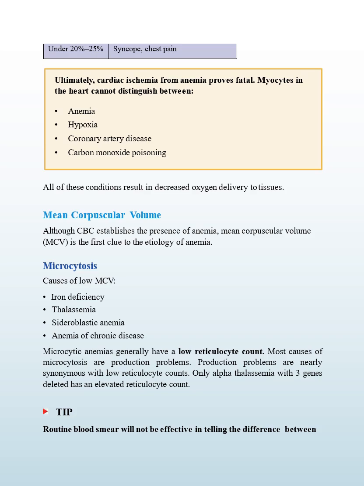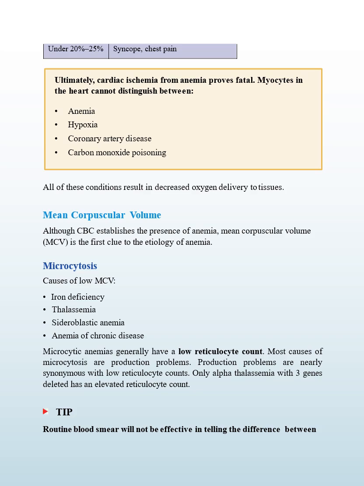Microcytic anemias are generally due to a low reticulocyte count. Most causes of microcytosis have a production problem. Production problems are usually synonymous with a low reticulocyte count. Only alpha thalassemia with 3-gene deletion has an elevated reticulocyte count.